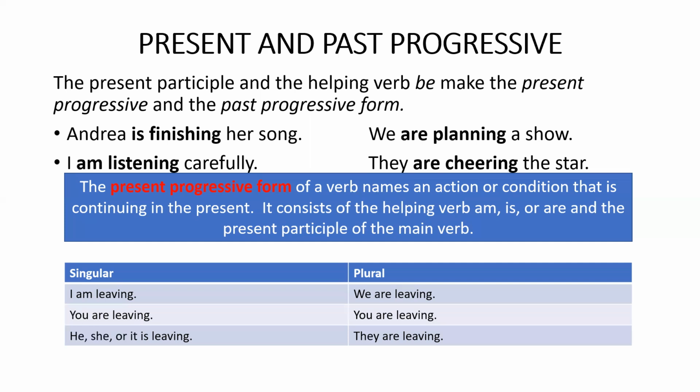So the given chart shows the present progressive forms of the verb leave with the singular and the plural context. I am leaving, we are leaving. You are leaving, in the plural, you are leaving. He, she, or it is leaving, they are leaving.